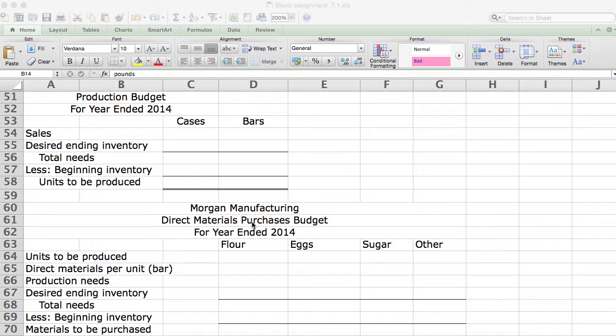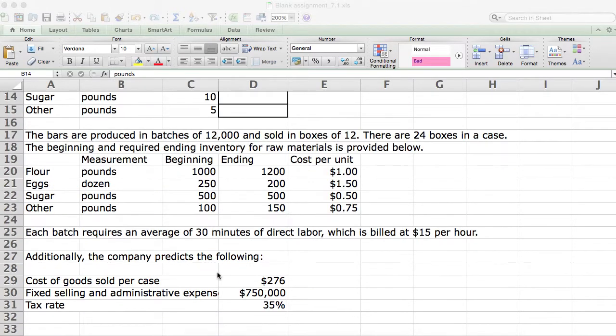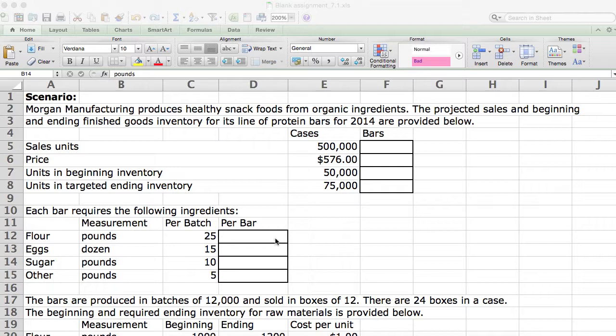For the direct materials purchases budget, there's some very important things that we need to take note of. In row 65, it's asking you for the direct materials per unit per bar. So here in the units to be produced, we want to calculate it as the total number of bars, and that's provided to us up here in cell 58. So you'll translate this number from D58 down to C64, and the direct materials per unit or per bar was also previously calculated up at the top in cells D12 through D15.